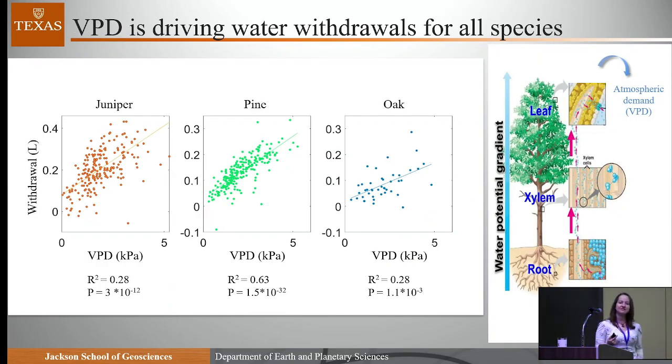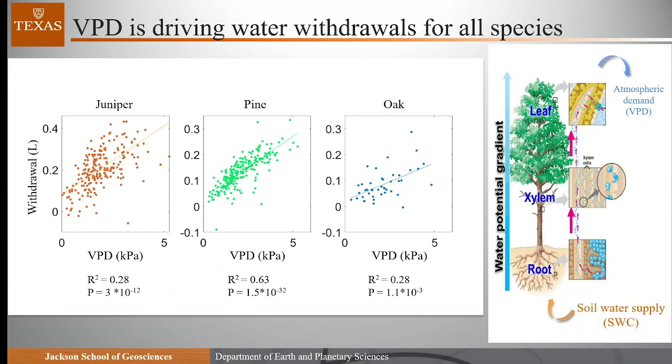So vapor pressure deficit is, you can think of it kind of like the opposite of humidity. It's a measure of how dry the atmosphere is or how much pulling force is yanking the water out of the leaves. And so when we looked at the 3 species in the Rock Springs site, we found that all of the species have their water withdrawal, so how much water is being sucked out of that xylem every day, is strongly and significantly correlated to how much atmospheric demand for vapor pressure there is.